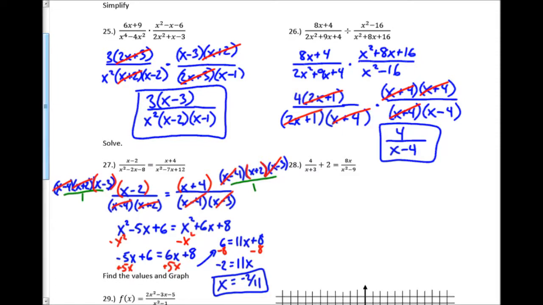In the next one, I want to do the same thing. I'm going to just identify the common denominator. For this one, I can just think of this second denominator. That's an x plus 3 times an x minus 3. And so what I'm going to do here is multiply everything by the common denominator, which happens to be that x plus 3, x minus 3.